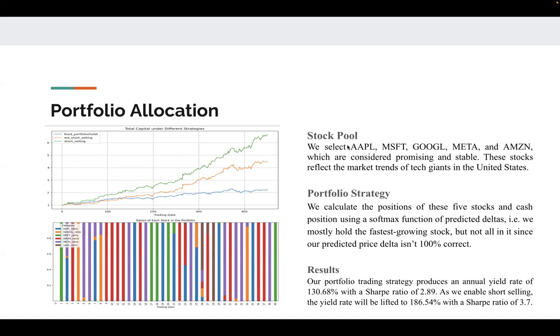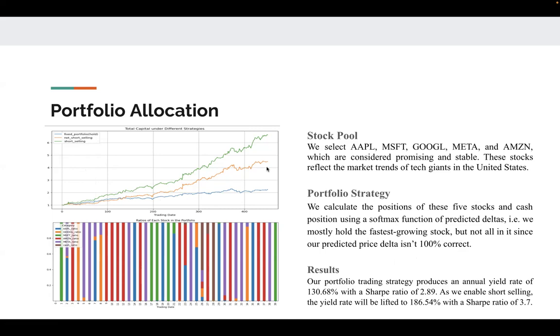Our stock pool consists of Apple, Microsoft, Google, Meta, and Amazon, which are considered to be promising and stable. For the portfolio strategy, we will calculate the positions of these 5 stocks as well as cash position using a softmax function of predicted deltas. That is, we mostly hold the fastest growing stock, but we will not go all in on it since our predicted price delta isn't 100% correct.